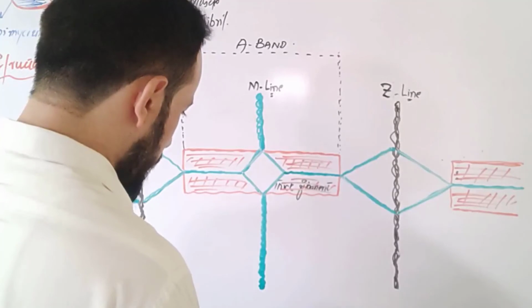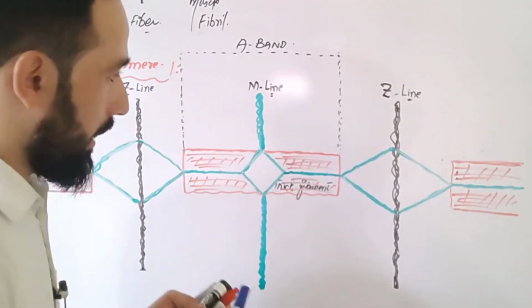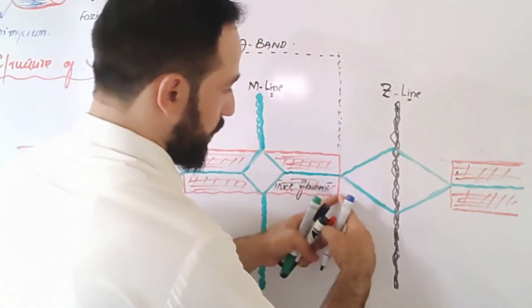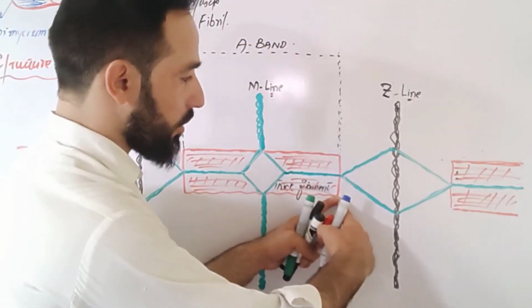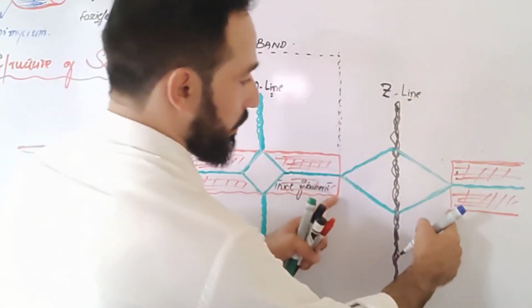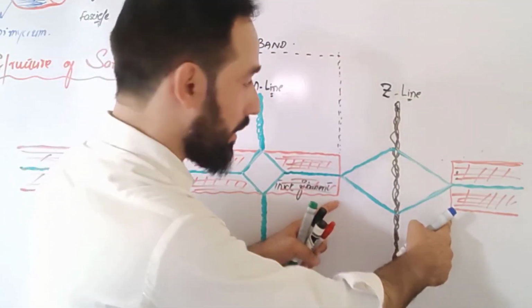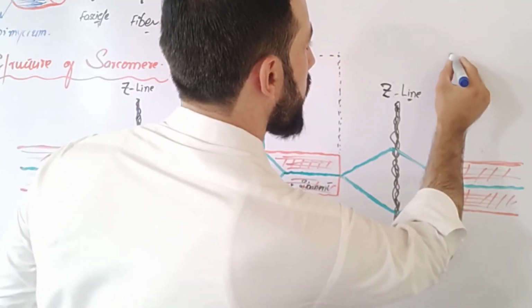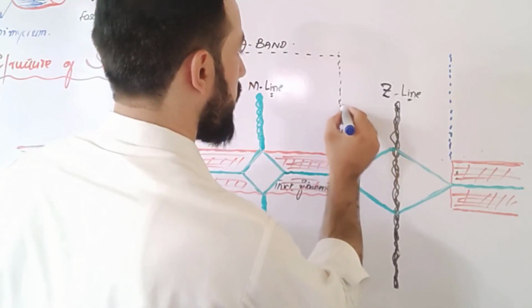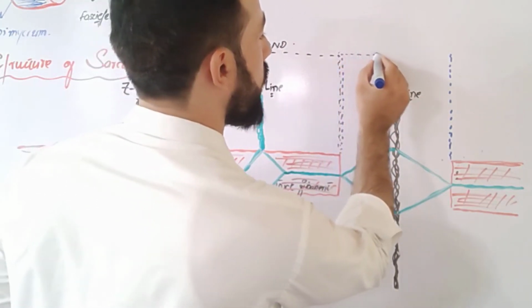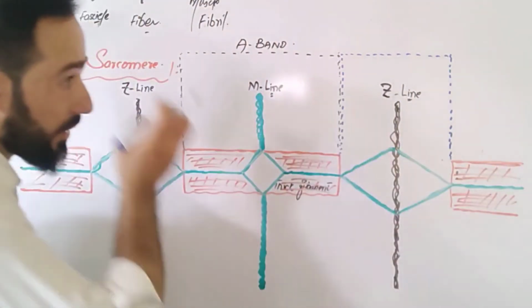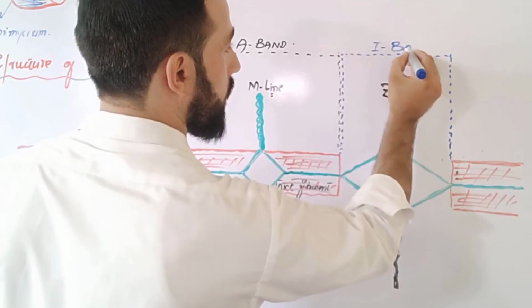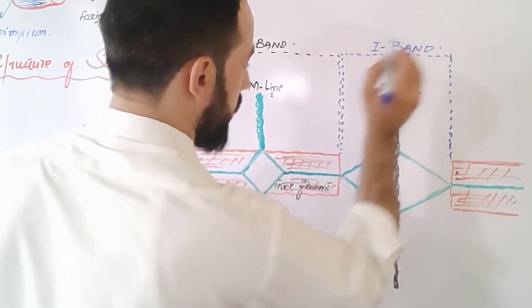Then what is the I band or I area? Look carefully. If we take the distance between the thick filament of one sarcomere and the thick filament of the other sarcomere, right. So if we take it up like this, the area in between the two thick filaments of different sarcomeres, right. So this is called the I band. What is this? This is the I band.